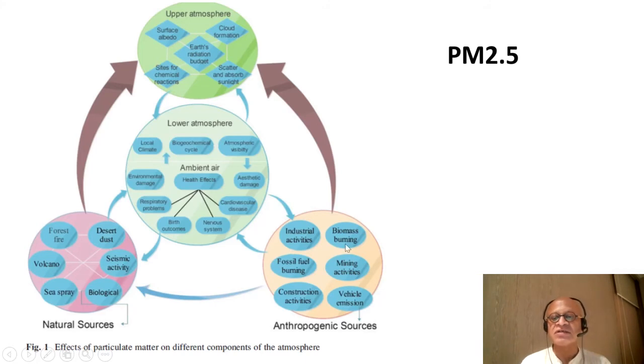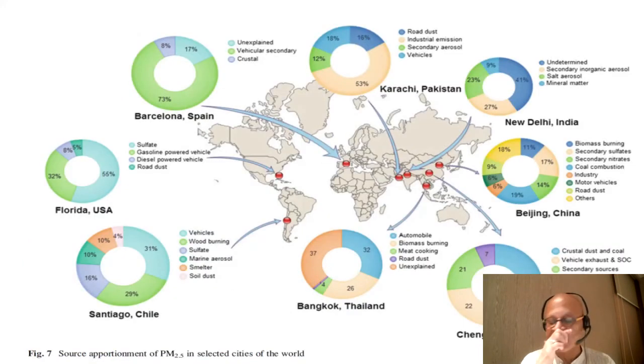There are industrial activities, biomass burning, mining activities, vehicle emissions, construction activities, fossil fuel burning, and so on, that are anthropogenic sources, and they all have feedbacks with each other. So this is something we must keep in mind. For example, if dust, especially carbon particles, get deposited on snow and glaciers, we know that that accelerates the melting rates of those things.